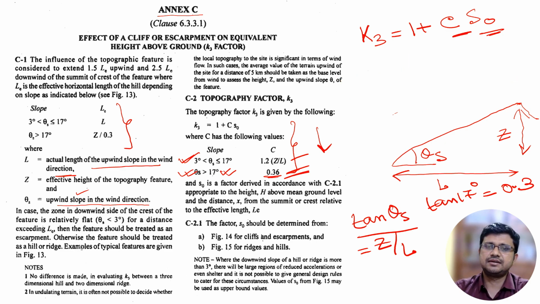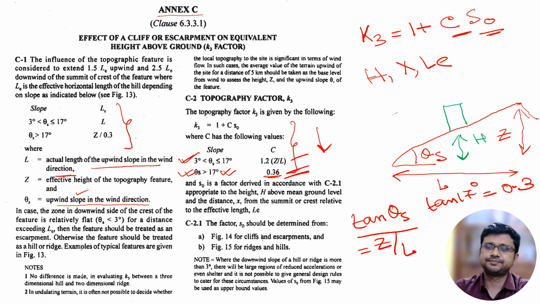One is H, one is X, and another is LE. Now what is H and X? Suppose there is one particular building in this location. Then H will be the height of this particular building.